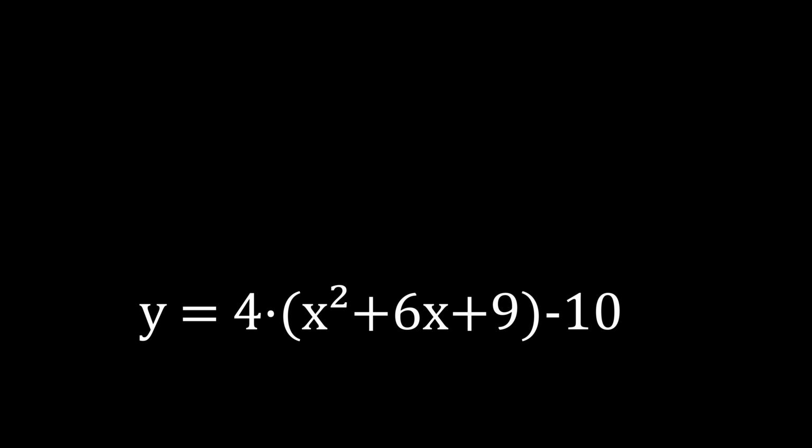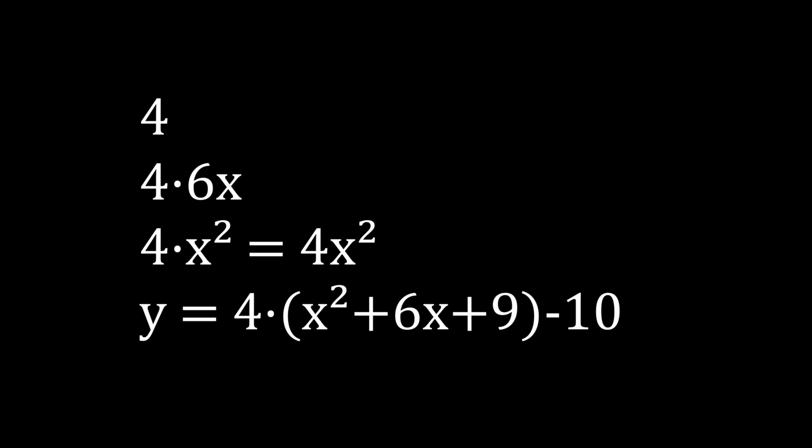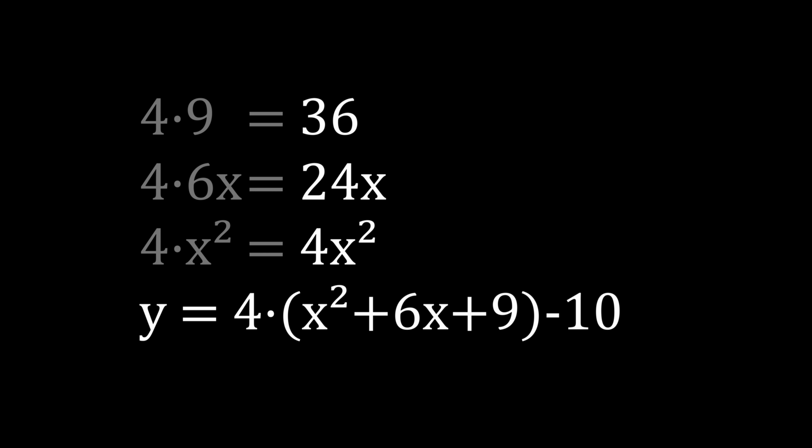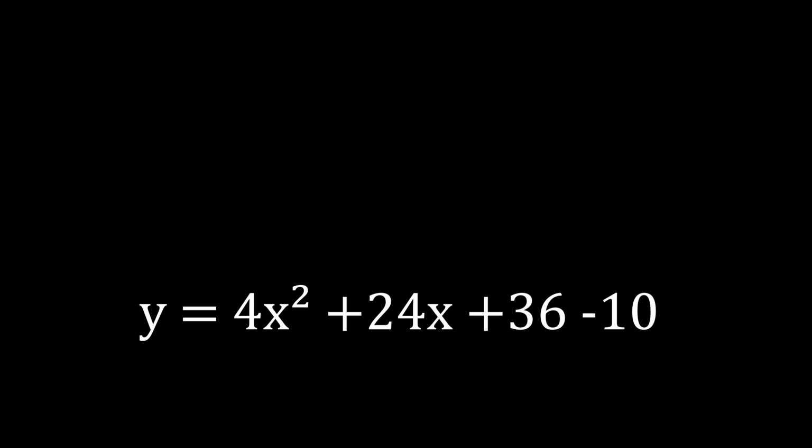Finally, we are able to multiply the parentheses with the previously unknown variable a, which we calculated to be 4. So let's just multiply the number with each term in the parentheses. So 4 times x squared equals 4x squared. 4 times 6x equals 24x. And 4 times 9 equals 36. Only one thing left to do now, and that is to subtract minus 10 from the polynomial, and we're done.